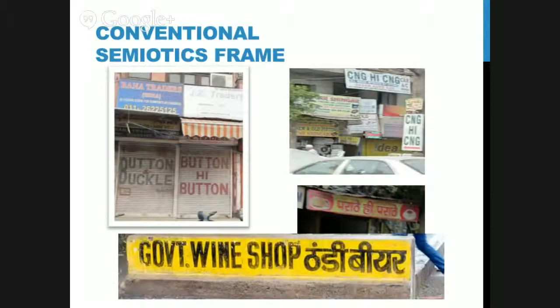And then the same thing for here, this one here, government wine shop. And it says Tundi beer, which just means cold beer. And this is a very conventional way of showing this kind of sign for the government wine shop. Just the yellow background, black paint. You see it all over the place.